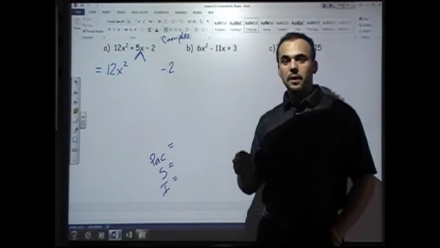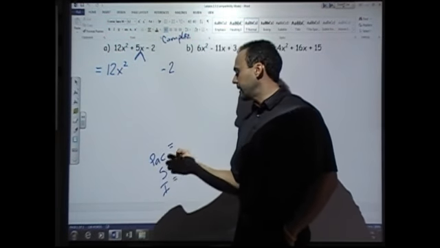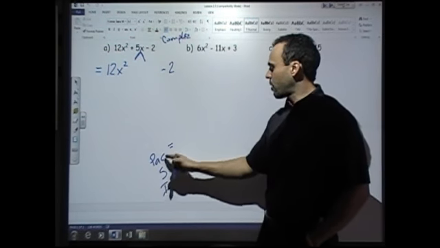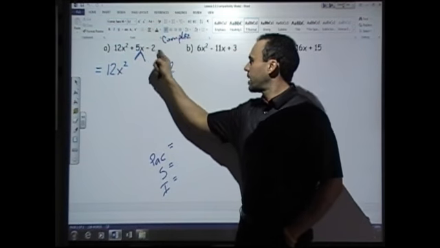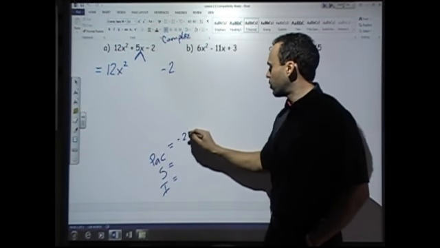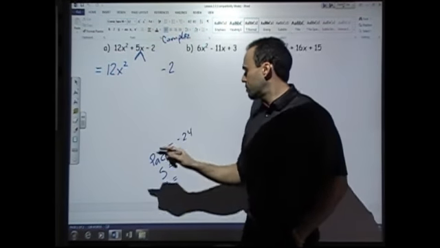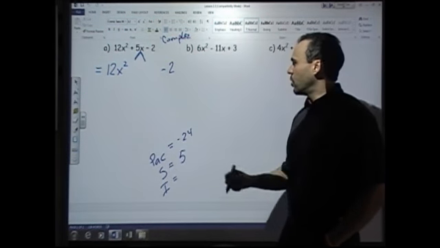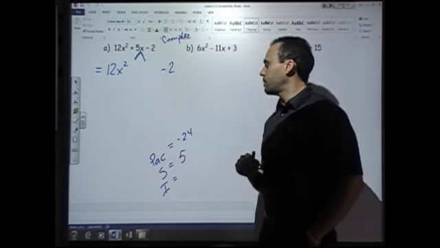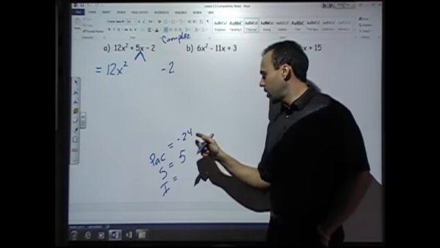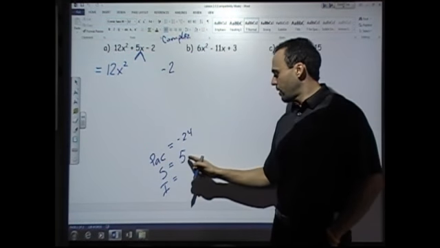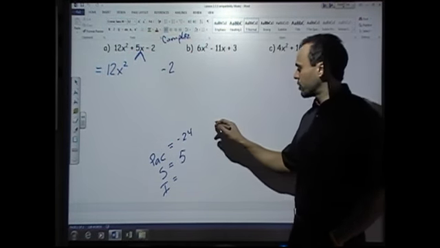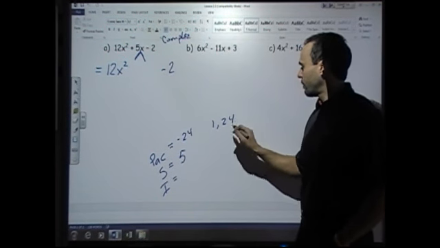Now you're going to break it up appropriately. There's a way of breaking it up, and it's using this method here. Product of AC is 12 times negative 2, which is negative 24. The sum is positive 5. So what do I break the middle term up into? I break it up into two numbers that multiply to negative 24 but add to 5. Again, if you're stuck, you'll list the products of 24.